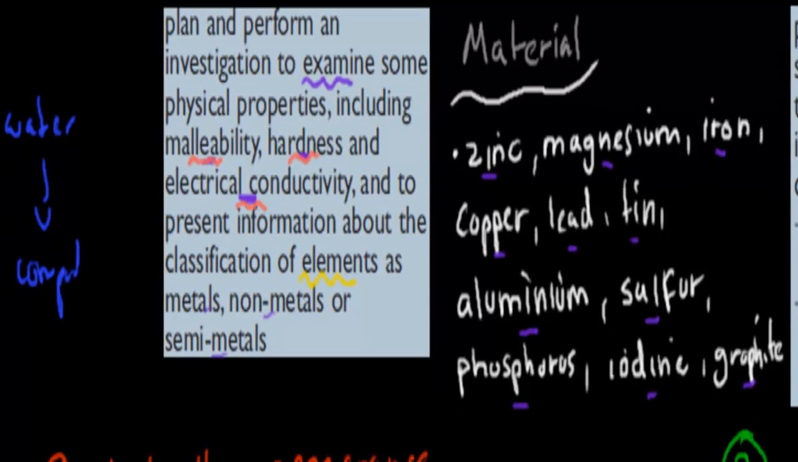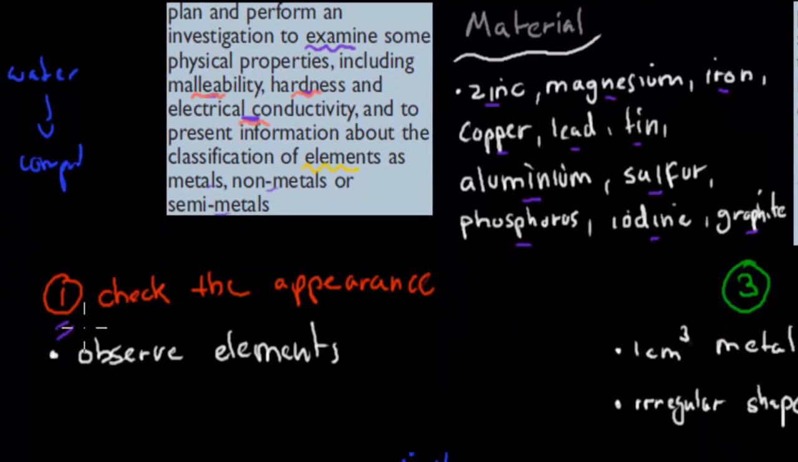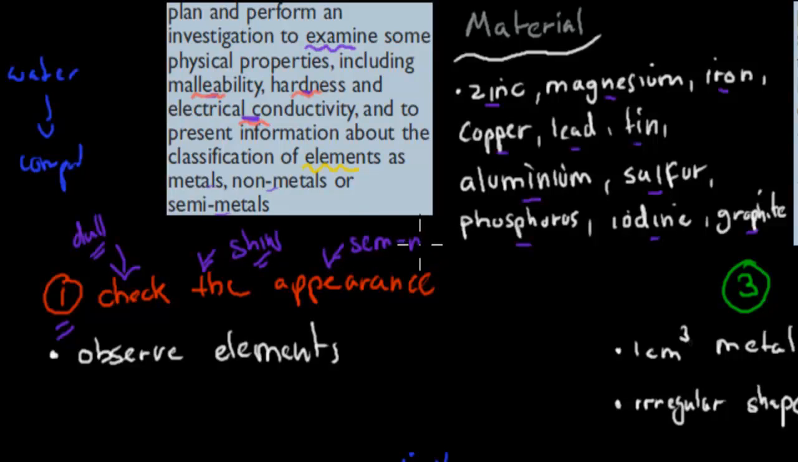So for example, you might check the appearance. And why would we do that? Remember, checking the appearance is useful because if it's dull, that means it's more likely to be a non-metal. If it's shiny or lustrous, that means it's more likely to be a metal. And if it's in between, it's probably going to be a semi-metal. So first, you can just look at all the different actual elements you're going to be given and observe them and note down the color.